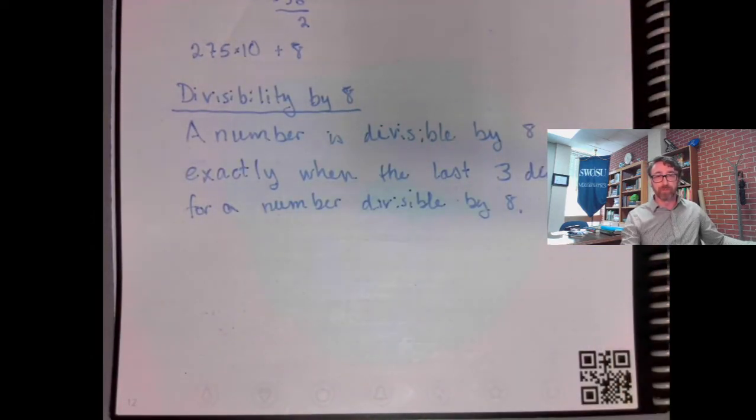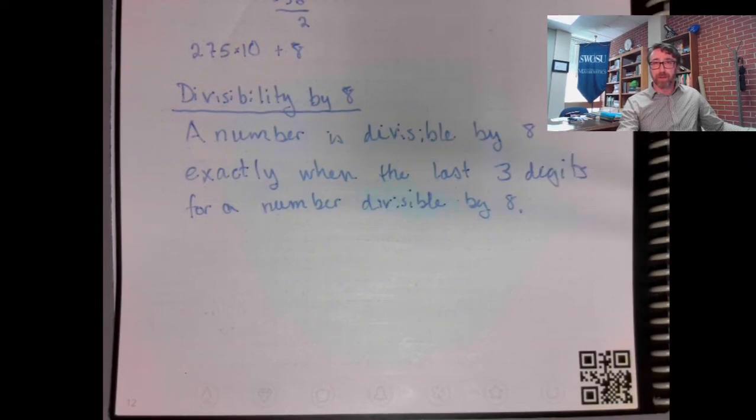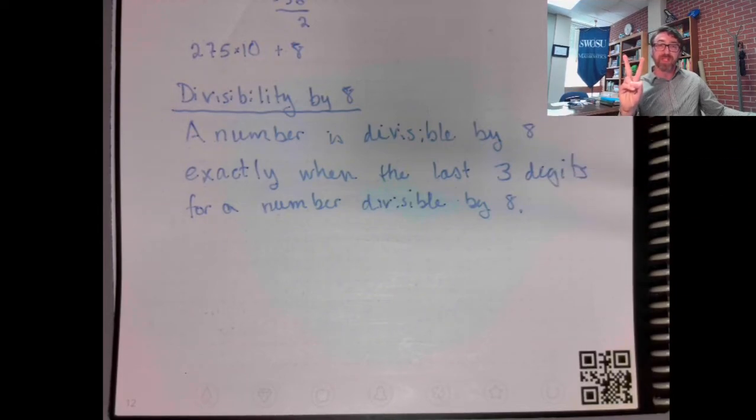Okay, so you can follow the pattern. You're talking about divisibility by 2, look at the last digit. You're talking about divisibility by 4, look at the last 2 digits. Divisibility by 8, you got to focus on the number formed by the last 3 digits.